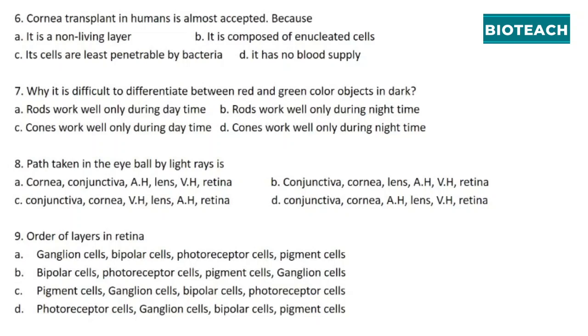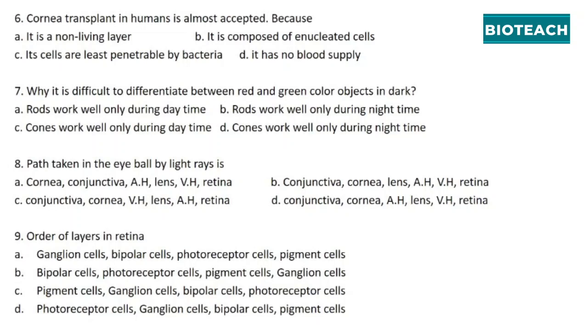Question number 7. Why is it difficult to differentiate between red and green colored objects in the dark? The options are: rods work well only during the daytime, rods work well only during the night time, cones work well only during the daytime, cones work well only during the night time. Cone cells are responsible for color vision. Cones are very active in the daytime, so cones work well only during the daytime. That's the reason in the dark, at night time, we cannot differentiate red and green colored objects. So the answer is C.